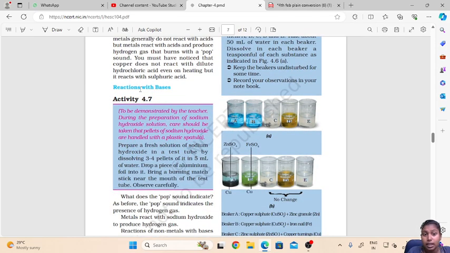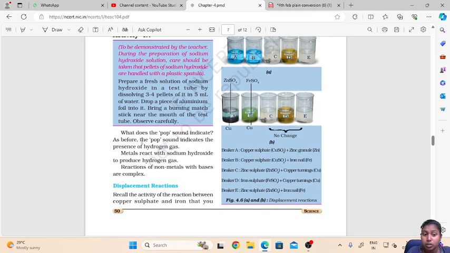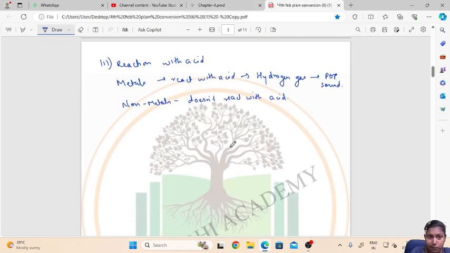So next is reaction with bases. Here metals react with sodium hydroxide to produce hydrogen gas that also gives a popping sound, whereas the reaction of non-metals with bases is complex. They react with bases, but it's very complex to understand.